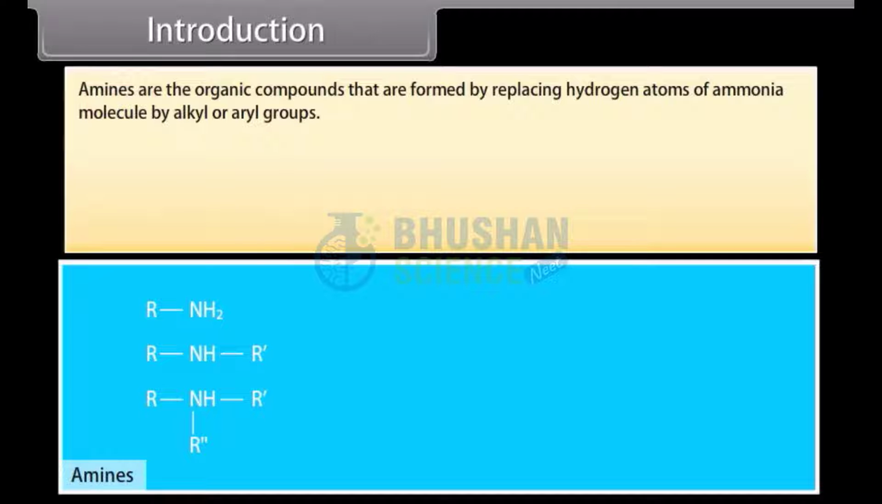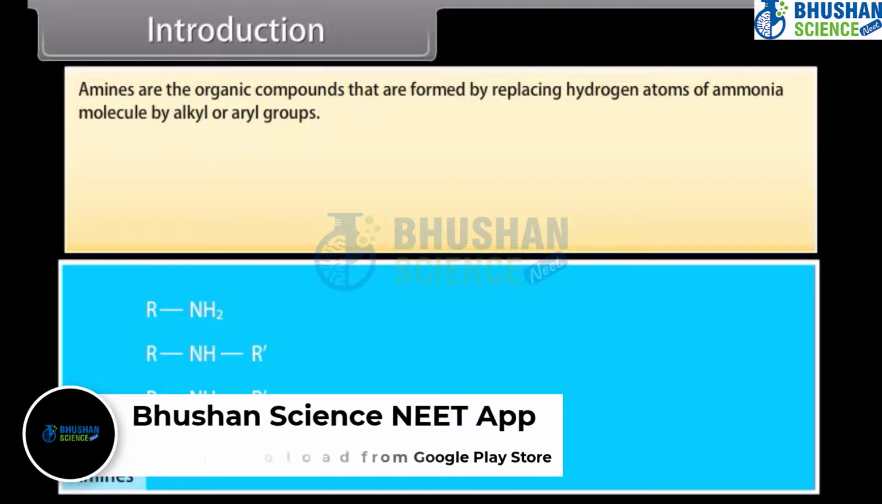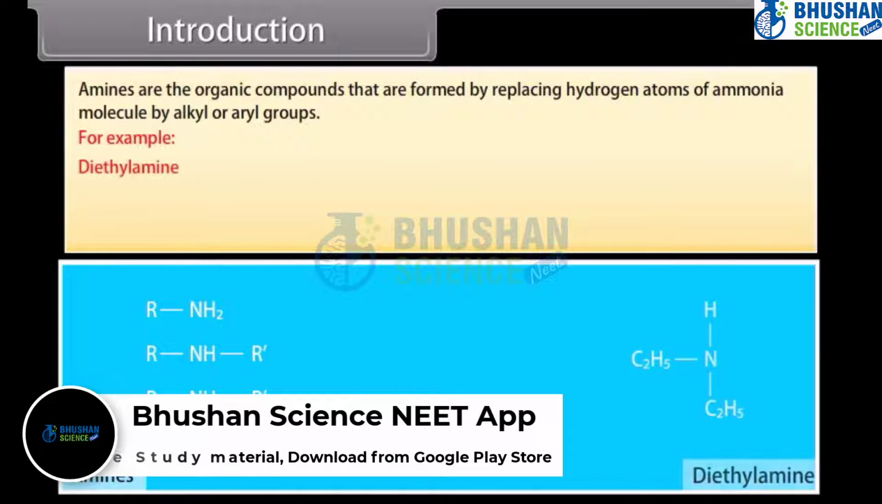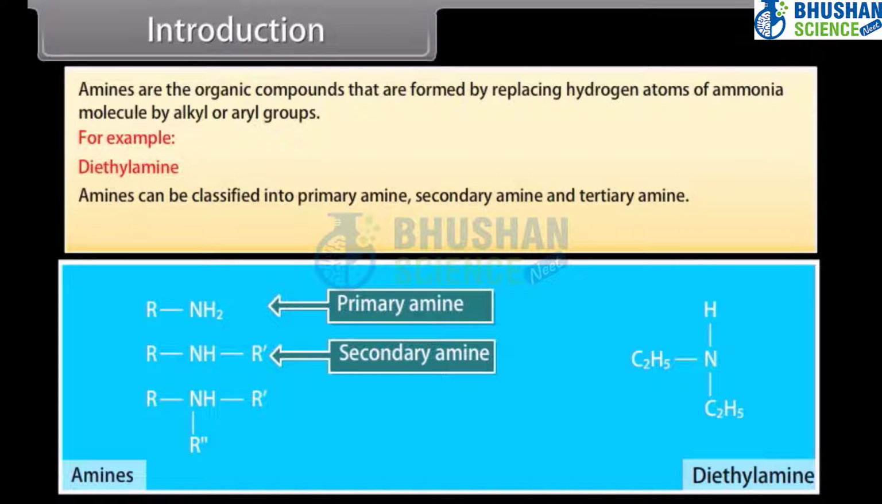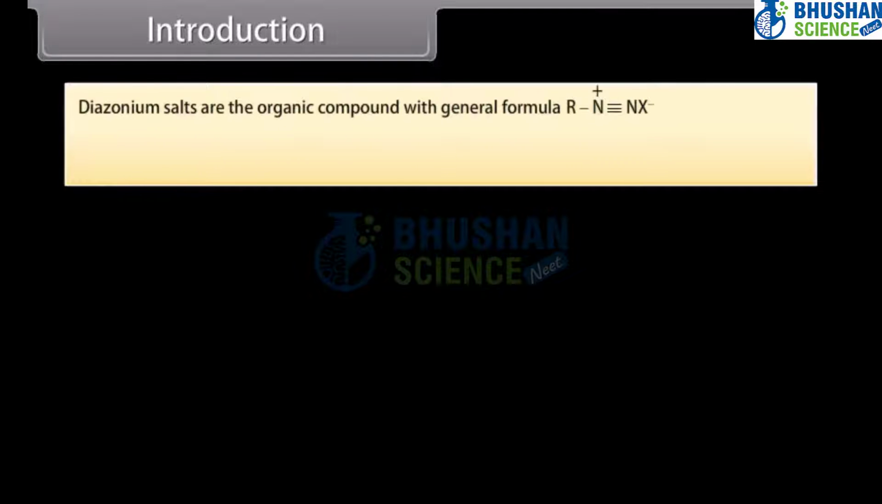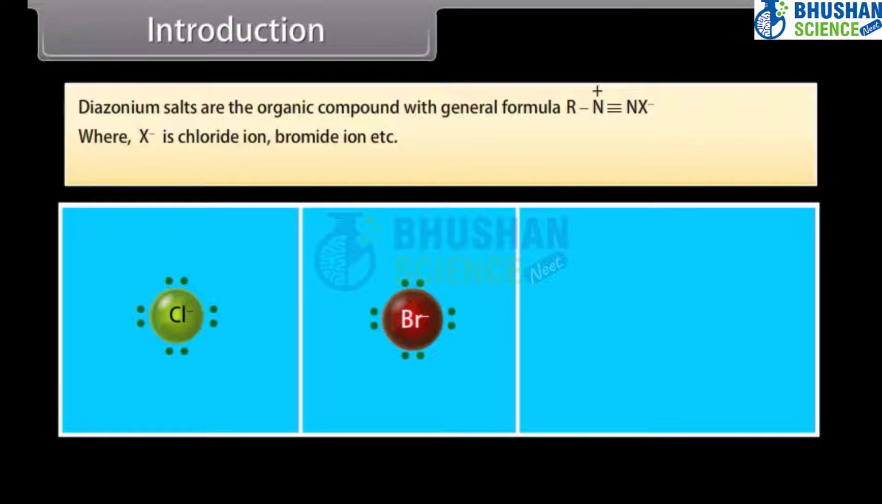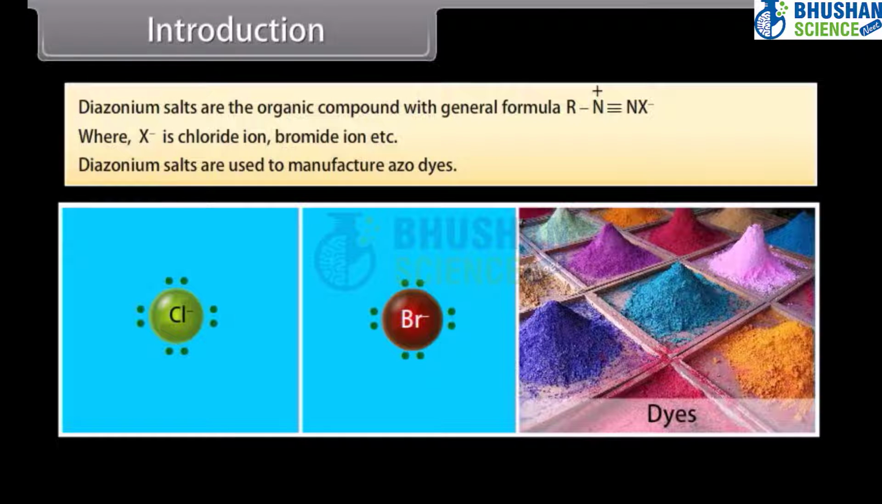Introduction. Amines are the organic compounds that are formed by replacing hydrogen atoms of ammonia molecule by alkyl or aryl groups. For example, diethylamine. Amines can be classified into primary amine, secondary amine, and tertiary amine. Diazonium salts are the organic compounds with general formula RN2+X−, where X− is chloride ion, bromide ion, etc. Diazonium salts are used to manufacture azo dyes. In this lesson, we will learn more about amines and diazonium salts.